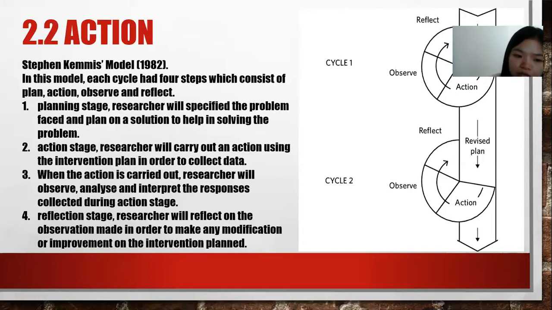So the last one will be the reflection stage. And here, the researcher will reflect on the observations made in order to make any modification or improvement on the intervention plan. And the next cycle will be continued with the revised plan.